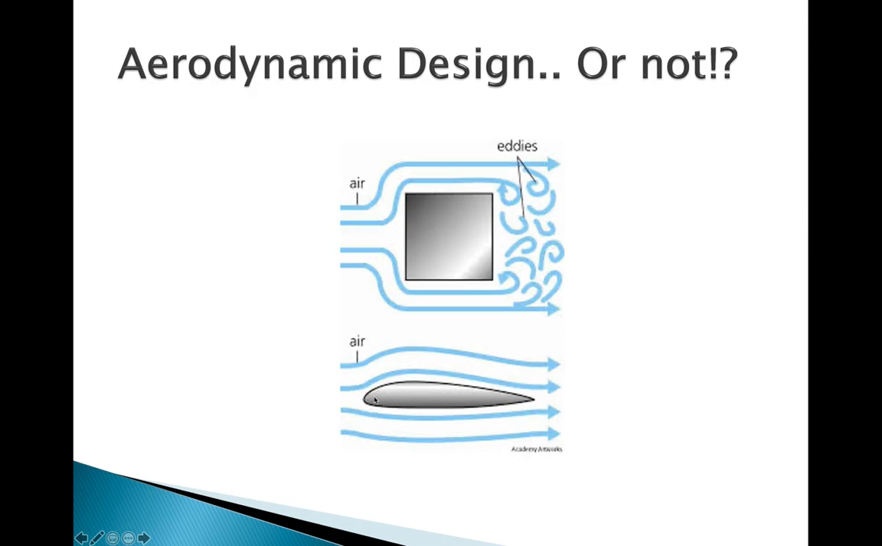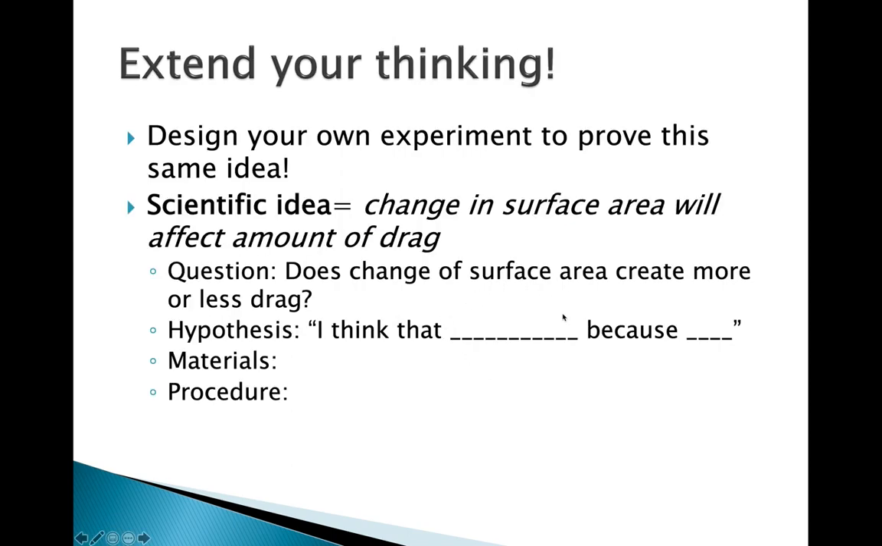Compared to this one, we know this is a beautiful looking airplane wing with a pretty decent camber to it. And you can tell how much more efficient the air is able to flow over the top of this. Okay, so that was pretty obvious, right? Like which has an aerodynamic design and which doesn't. Now this is your main thing for today. Design your own experiment to prove the same idea.